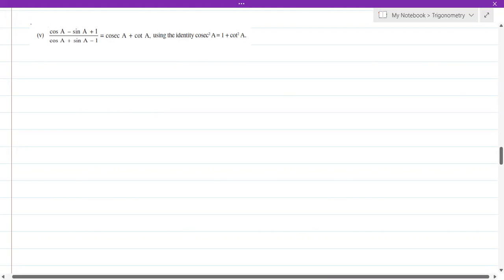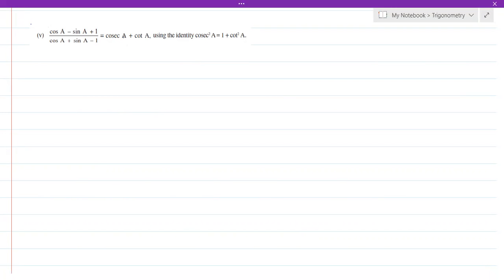And if you observe, they have given you a question saying prove that cos A minus sin A plus 1 divided by cos A plus sin A minus 1 is equal to cosecant A plus cot A using the identity cosecant square A is equal to 1 plus cot square A. So we have to use this identity. Now remember, whenever you see this type of question, this is a bit different, completely different. Here we are not going to use the 4 rules which we had learned. Here we are going to use a different technique.